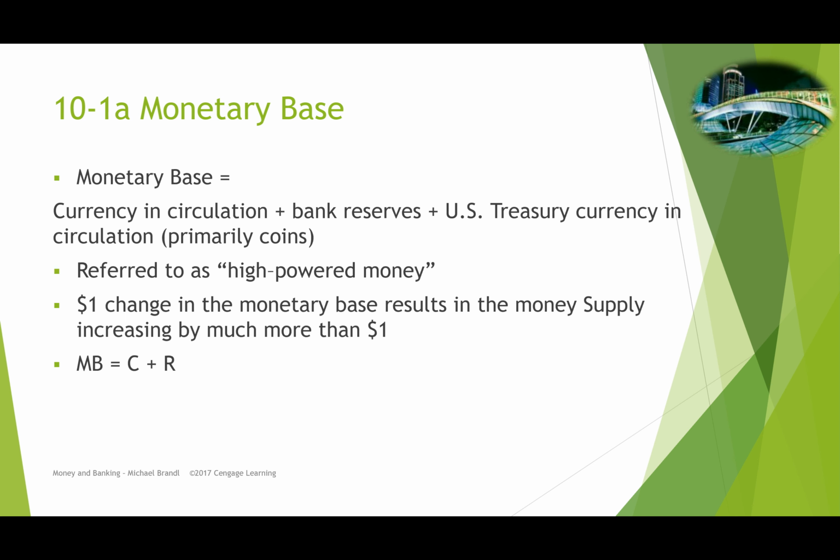So notice this is not money supply. Money supply, if we're looking at M1, would be C, currency in circulation, plus D, bank deposits. So money supply is a measure. Monetary base is kind of what the central bank can control, which then multiplies up to create M1, as we're going to see in this chapter.